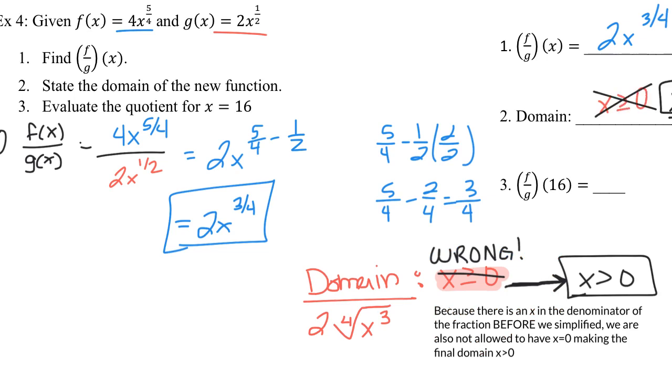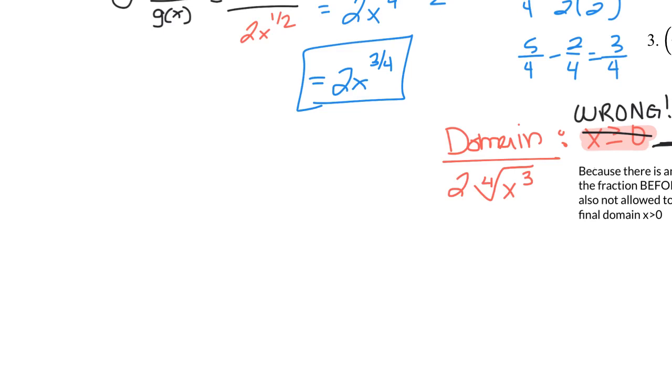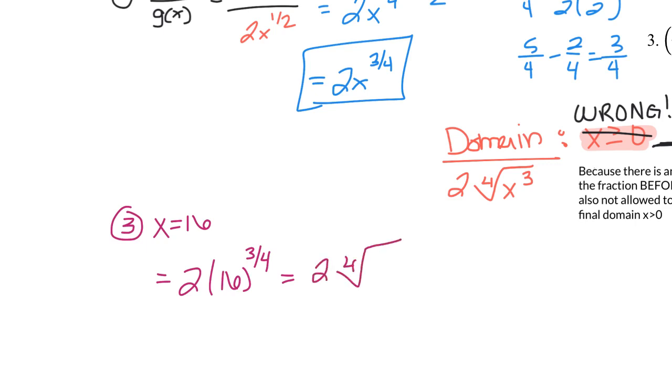Okay? Now, step 3 says evaluate the quotient for x equals 16. So that's the third thing we're going to do: evaluate at x equals 16. So that means substitute an x of 16. So 16 to the 3/4 power. We're going to change this into our radical form. So it's 2 times the 4th root of 16 to the 3rd.